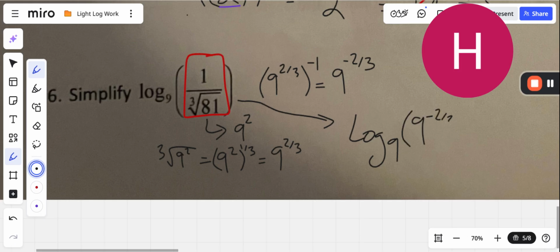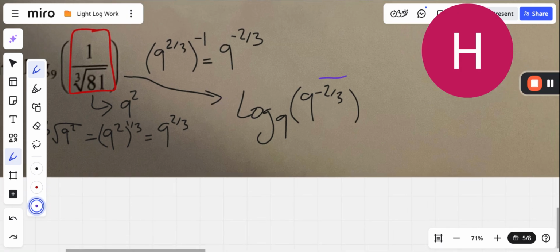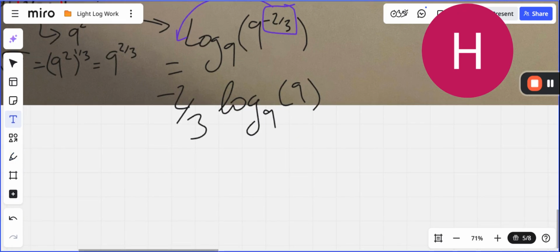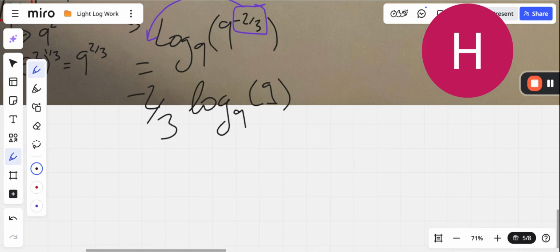And we're going to reverse the rule that we just did, which is to take a number being multiplied and put it on the exponent. We're going to reverse that. We're going to take this exponent and put it on the front. So this equals negative 2/3 log base 9 of 9. That is a really nice expression to get, because in case you forgot, log of any base with itself is just a 1. So negative 2/3 times 1, well, that's just negative 2/3.